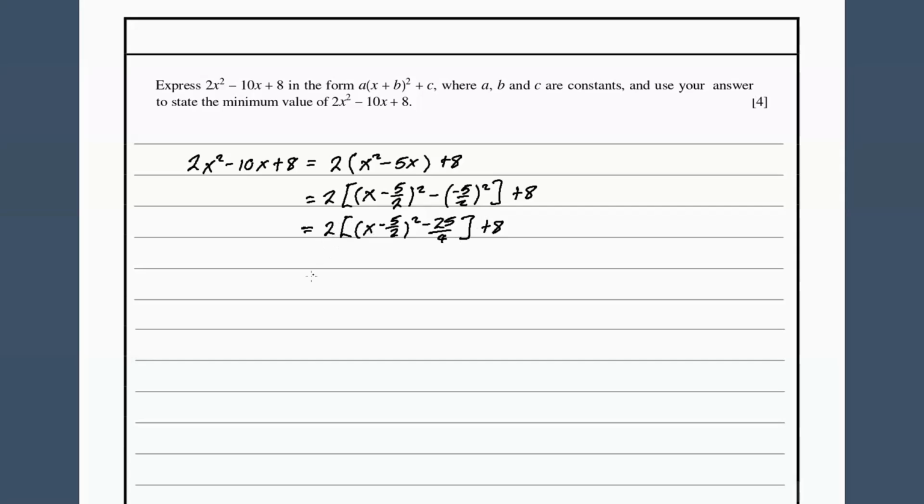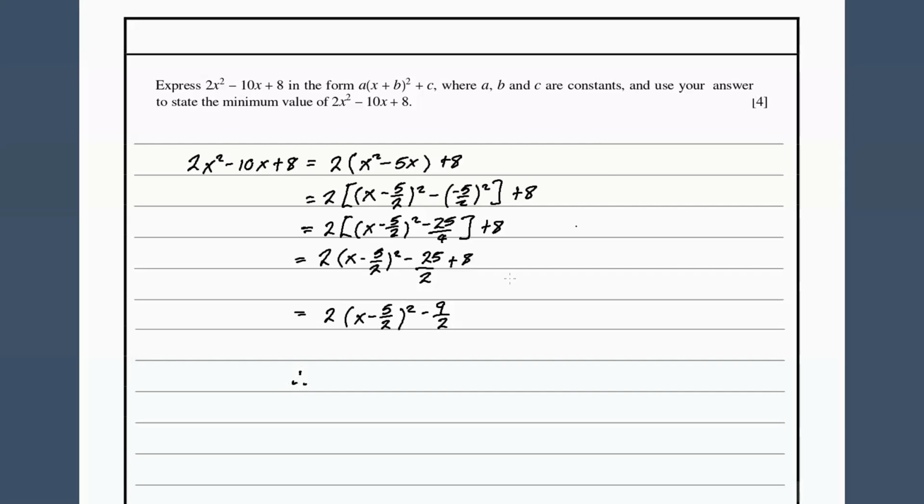Now we're multiplying 2 into the bracket, so that will be 2 of x minus 5 over 2 squared, and it's minus 25 over 2 after multiplying 2 by this, and it's plus 8. All right, so finally we'll be having 2 of x minus 5 over 2 close bracket squared, and minus 25 over 2 plus 8 is minus 9 over 2.